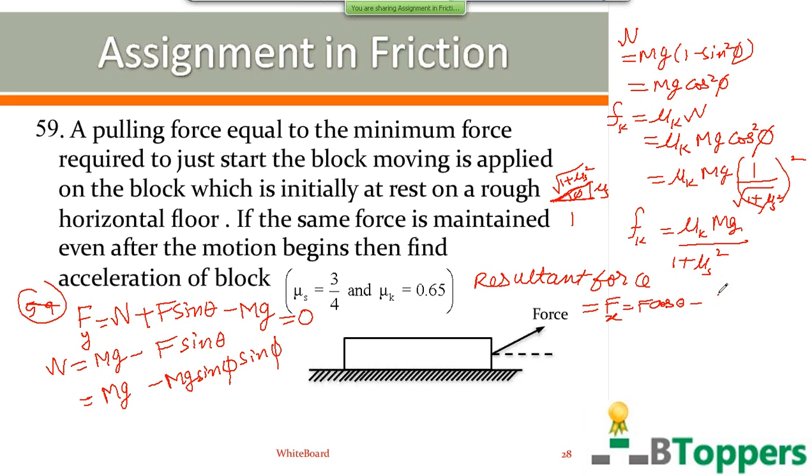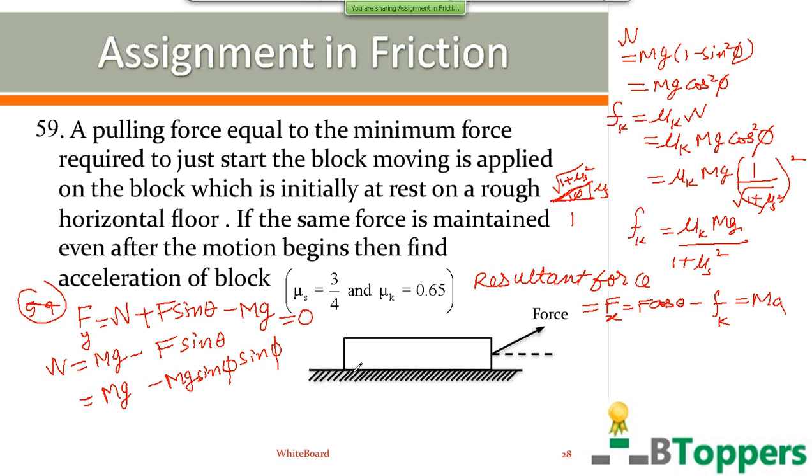Towards right. Fk represents the magnitude of kinetic friction, which acts toward the left side, the negative direction of the x-axis. From Newton's second law, Fx you can write as F cos theta minus Fk. From Newton's second law, this can be equated to m into a.